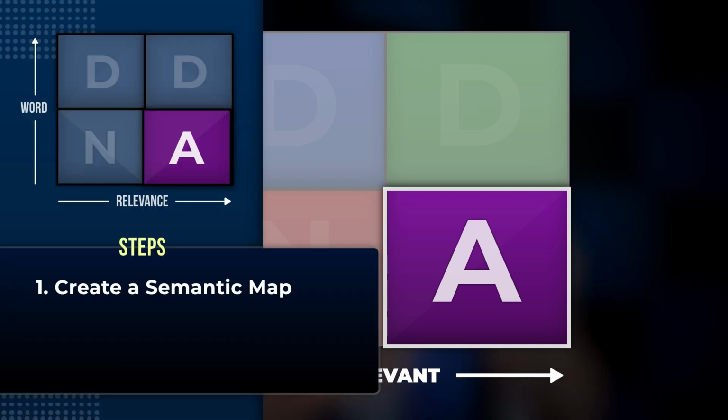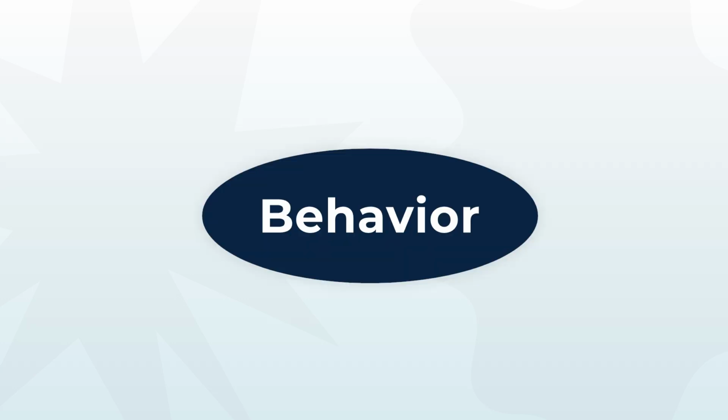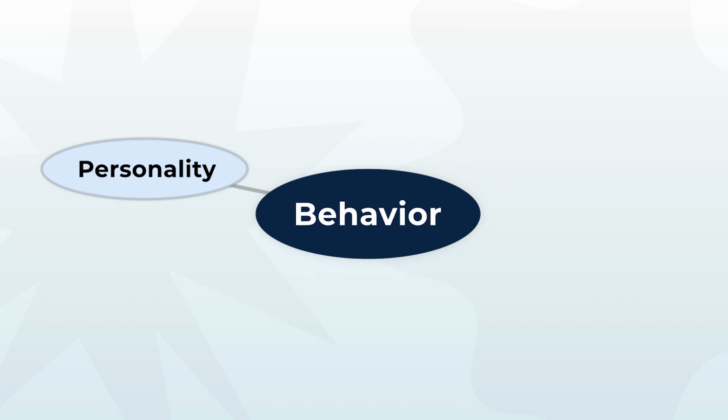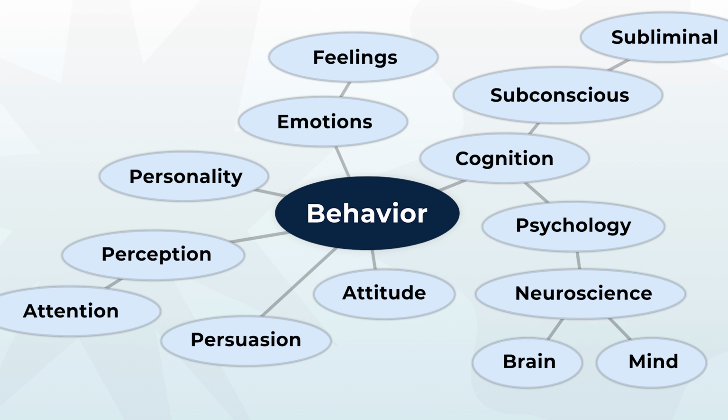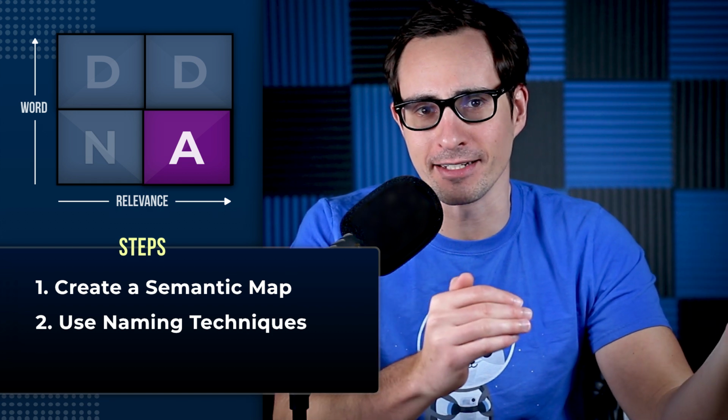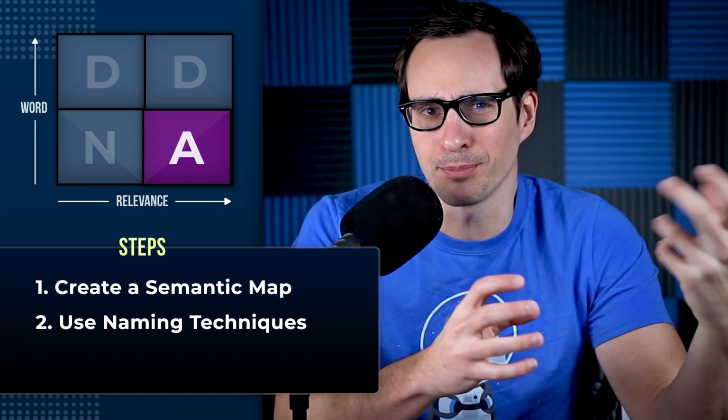The first step is to create a semantic map of your product. For my agency, I'll start with the primary term, like behavior, and then branch outward. Behavior is related to personality, it's related to emotions, emotions are related to feelings, and eventually, we have a list of terms that are semantically related to the core topic of the business. Finally, I came up with a list of naming techniques that can transform these inputs into possible names.